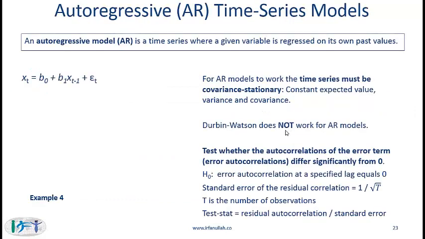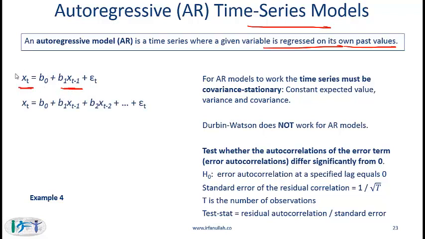All right, coming now to autoregressive time series model. An autoregressive model is a time series where a given variable is regressed on its own past values. So notice this is the variable. There's only an x variable here because we are regressing x based on its own values in the past. In this scenario, we are regressing against one lag. In the second scenario, we are regressing against 2 lags. Or here it could be even 3, 4, how many ever lags.